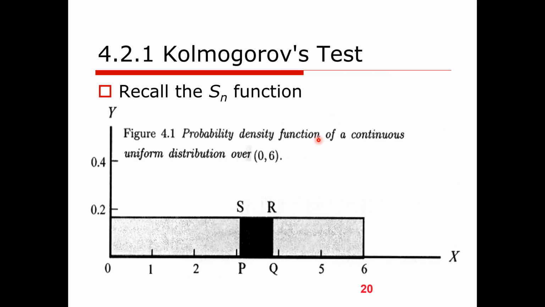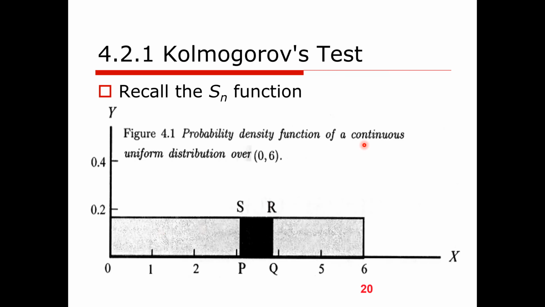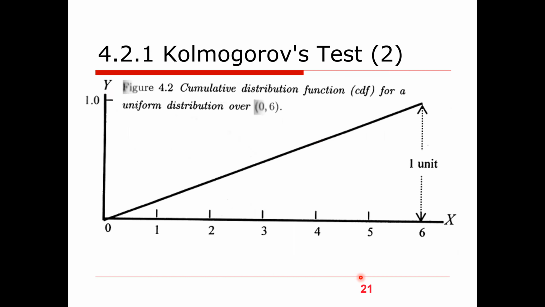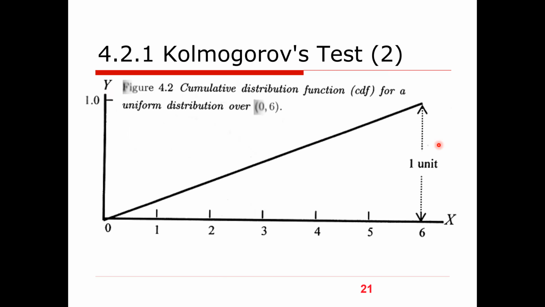So, by the way, the integral of a cumulative distribution function (CDF) should be the probability density function (PDF), right? And the opposite is the derivative of the CDF should be the PDF. And this is the CDF of the same distribution from 0 to 6, and the cumulative probability at the upper bound is 1.